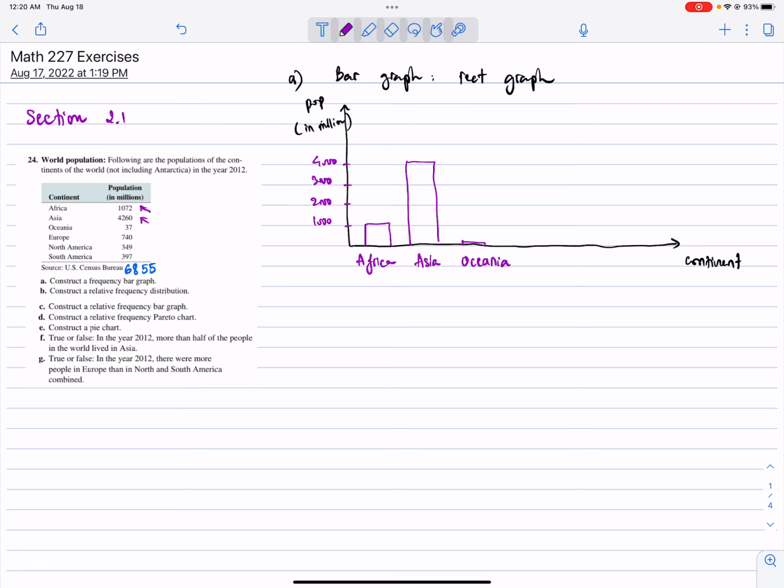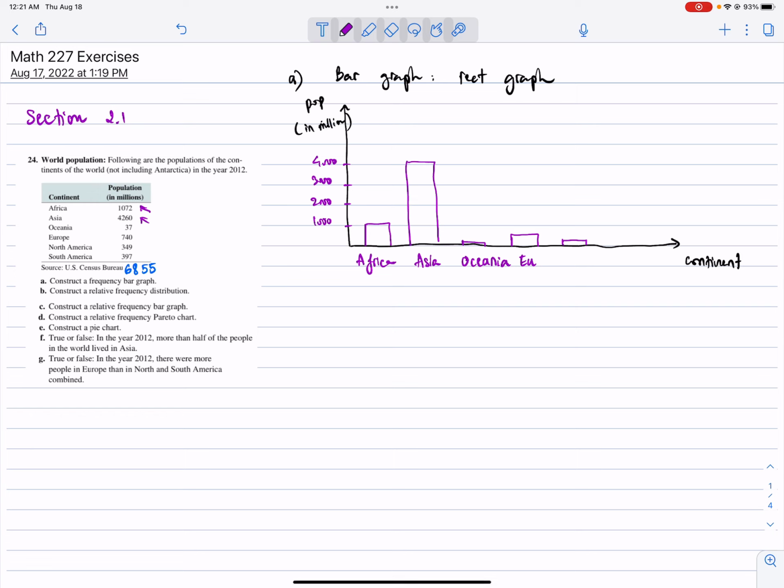Europe is 740. So 740 is more than a half. So this one is Europe. North America, 349. So this is about 350. This is like 350, right? So 300 is like a third of 1,000. So like this.